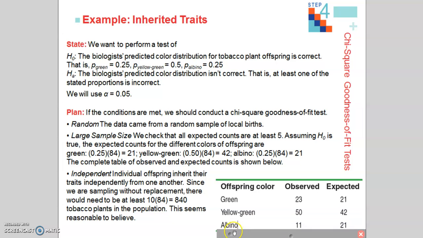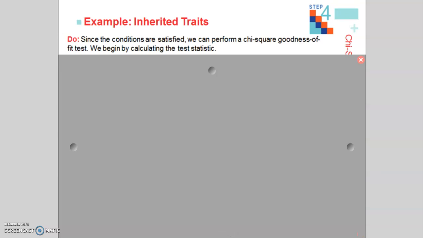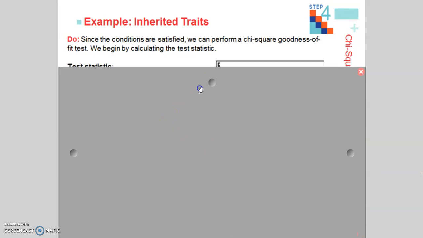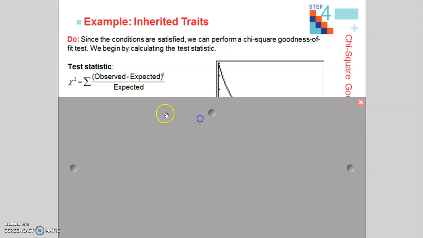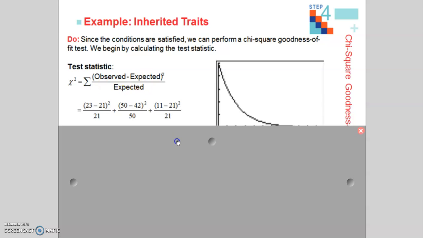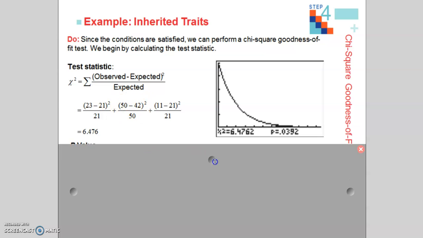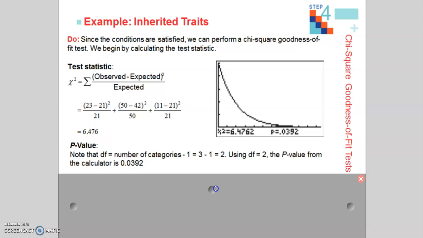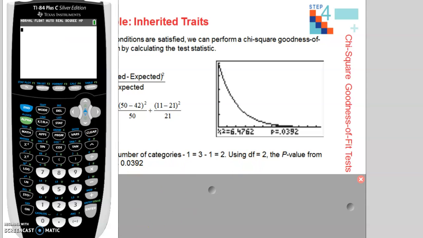And then here's a table of observed values and expected values. So you can see way less here and slightly more here. Then we calculate our chi-squared statistic using this formula, or we can have our calculator calculate it, but here's what it would look like when we plug the numbers into the formula. We add those up and get 6.476. You can use your calculator and 2 degrees of freedom to find our p-value.